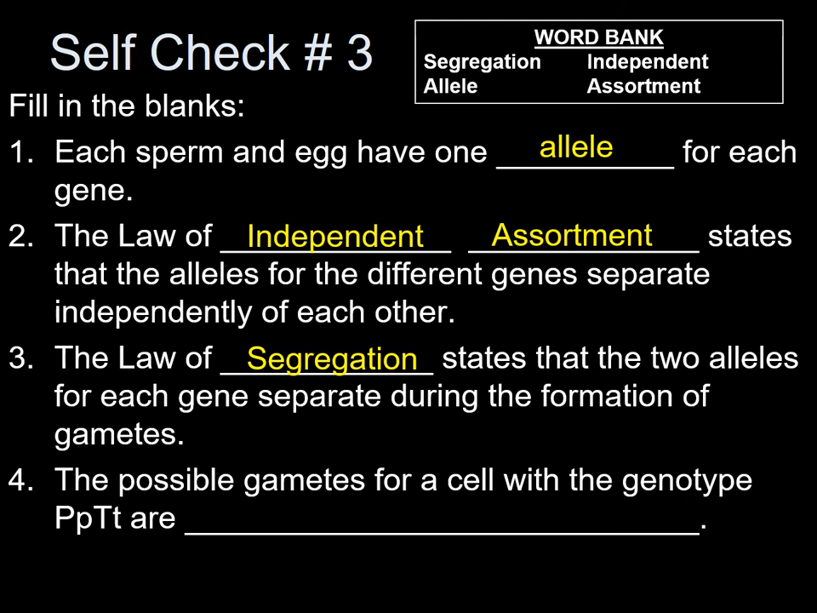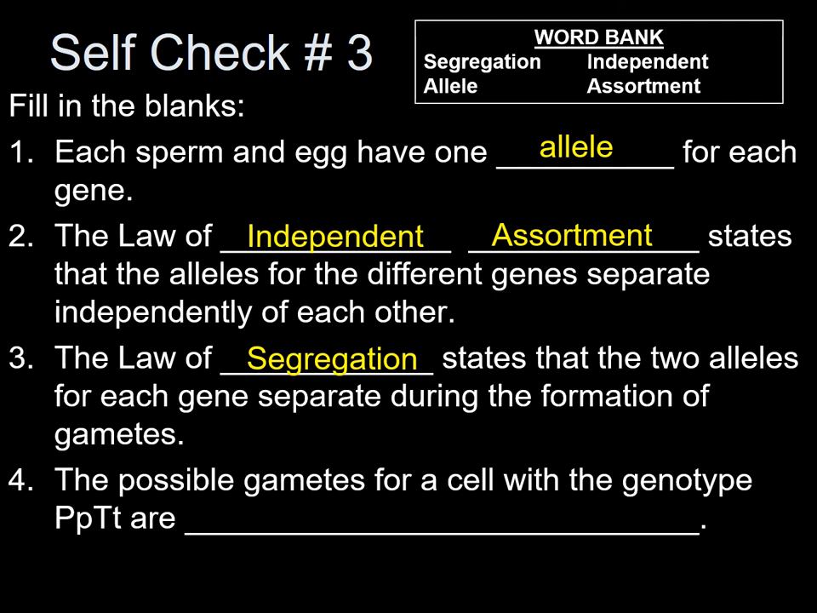All right, now people confuse these very easily, but there's a very simple way to tell them apart. If you notice, they both talk about the genes separating, right? But this one has the word independent in it. So the law of independent assortment is the idea that they separate, but that they separate independently of each other. That's the difference. The law of segregation means to separate, or sort things and put them into different groups. So the law of segregation just talks about them separating, okay? If the word independent is in there, it's independent assortment. If it's just about separating, it's segregation. A simple way to tell them apart.